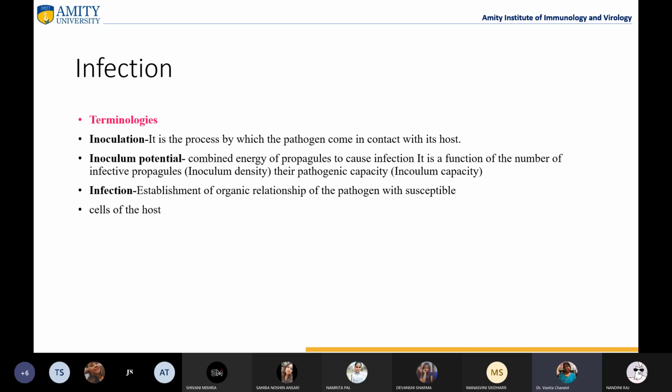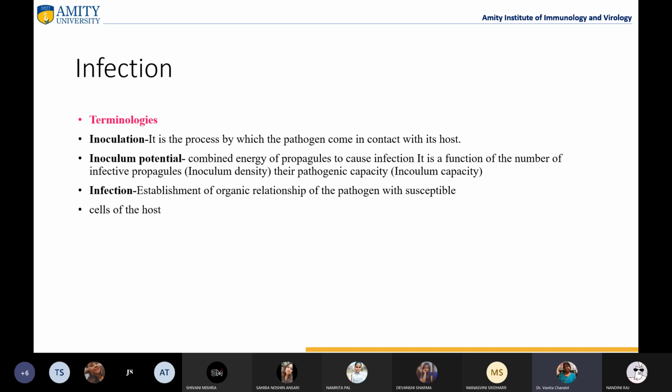There are certain terms such as inoculation, inoculum potential, and then infection. So what is inoculation? It is easy, right? The process by which a pathogen comes in contact with the host is called inoculation. We do inoculation artificially also sometimes to check the symptoms, and it is being done in the field also, right? So how the pathogen is coming in contact with the host, that is called inoculation.